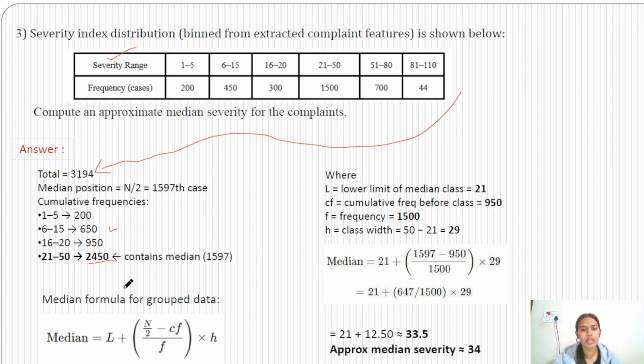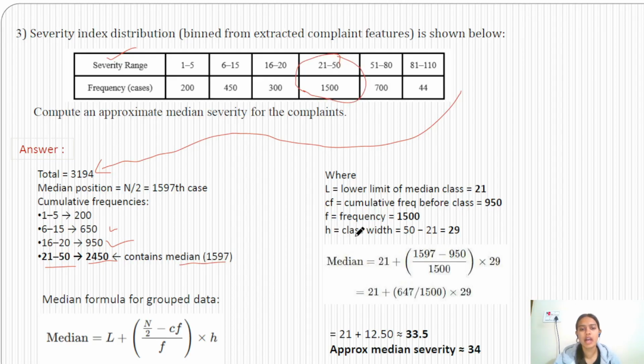1597 case. We have seen the formula. Now L is the lower limit of the median class. So this is a class, this is the lower value, and this is the higher value. So our lower limit of median class is what? 21. And CF is cumulative frequency before the class, which is 950. And frequency is what? Where is our median coming? 21 to 50. So 1500 is our frequency.